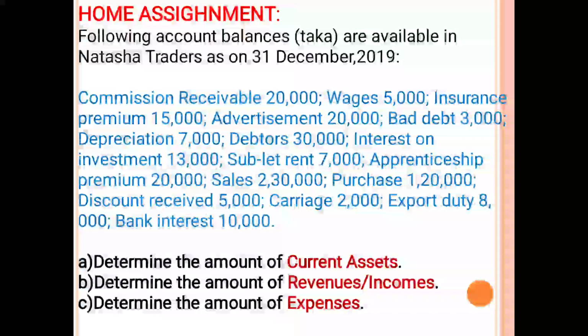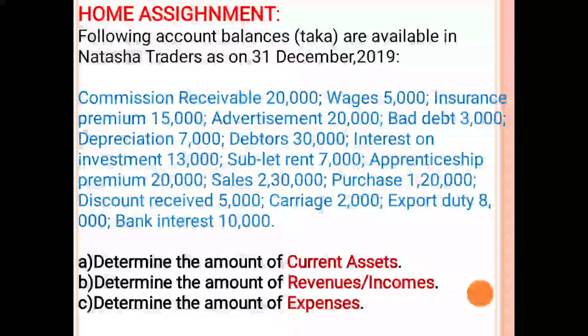From these balances, you have to answer three requirements for this creative question. Requirement A, determine the amount of current assets, that is short-term assets. Requirement B, determine the amount of revenues or incomes. Requirement C, determine the amount of expenses, that is revenue expenditure. This is the home assignment for you, but I can help you for betterment.